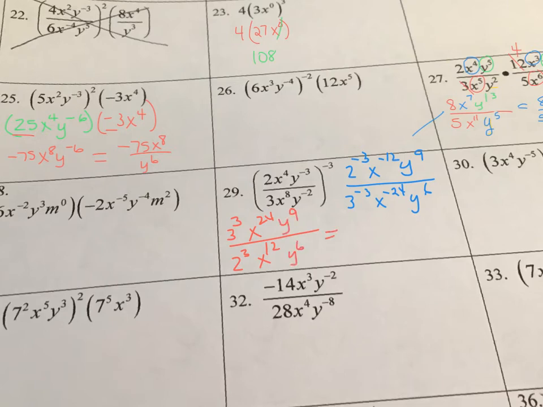Okay, ready to start simplifying. So 3 to the 3rd is 27. 2 to the 3rd is 8. Can't do anything there. X to the 24th and x to the 12th. The top x wins by 12. The y's, the top y wins by 3.